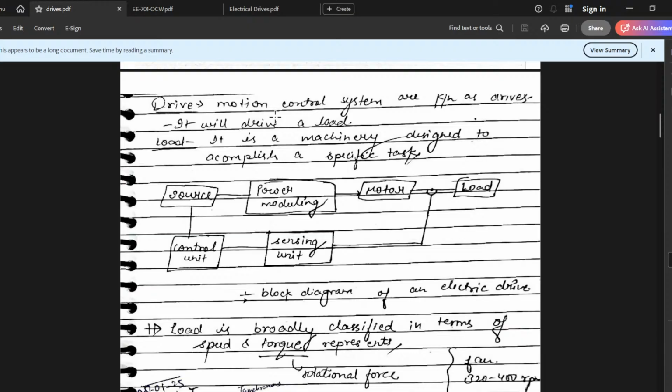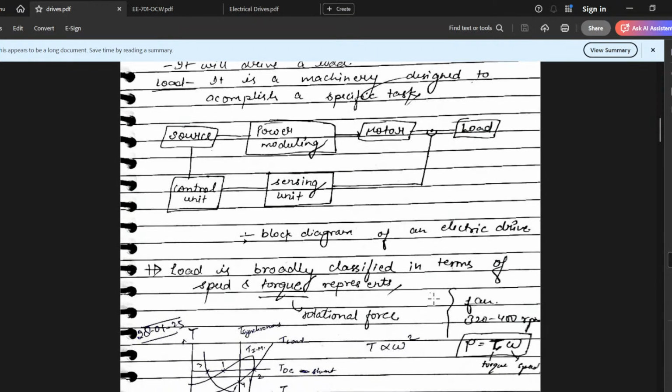So, I was kind of wrong, but you get the concept. It drives a load, and the load is obviously mechanical, so it is a machinery designed to accomplish a specific task. We have source, power modulator, motor, and then load. And this is a feedback system, sensing unit. It gets the feedback, control unit, and it changes the system settings according to that. This is the block diagram. Load is broadly classified in terms of speed and torque.